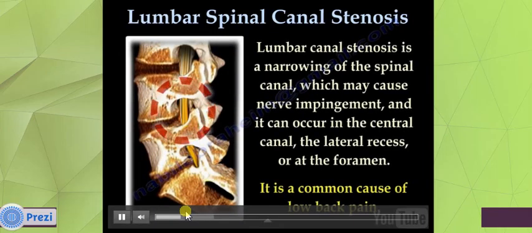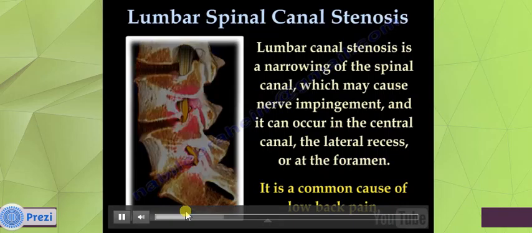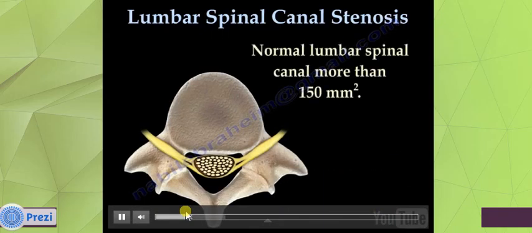Lumbar canal stenosis is a narrowing of the spinal canal, which may cause nerve impingement. It can occur in the central canal, lateral recess, or at the foramen level. It is a common cause of low back pain. Normal lumbar spinal canal is more than 150 millimeters.